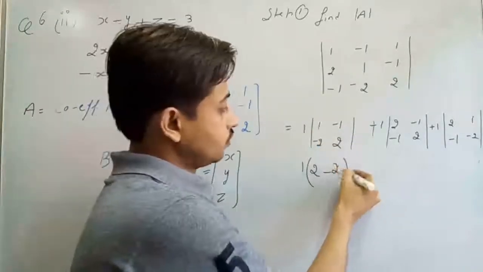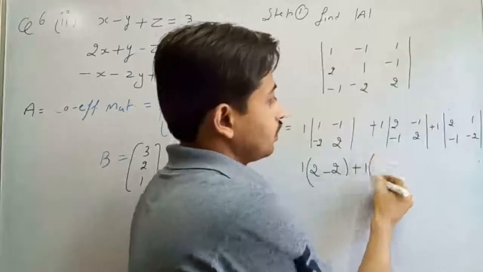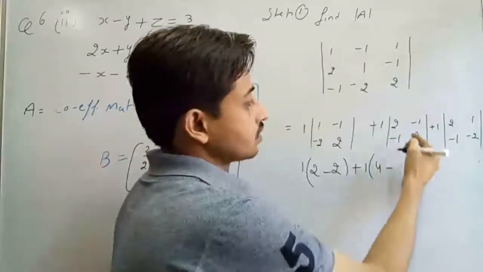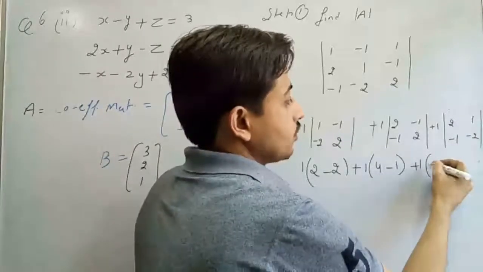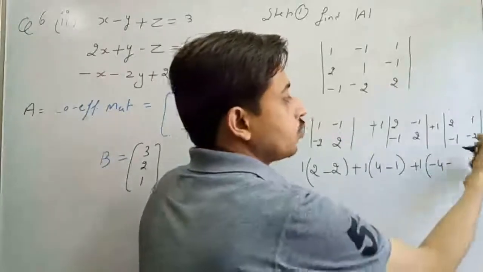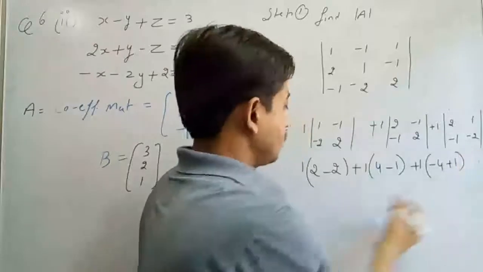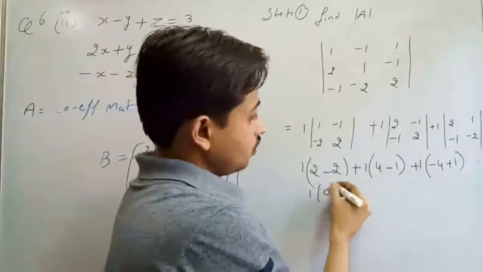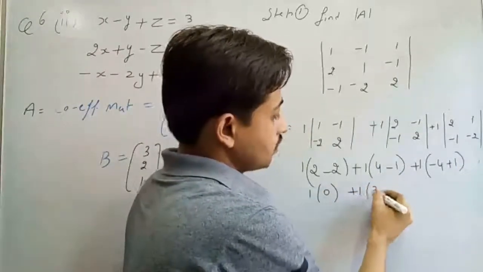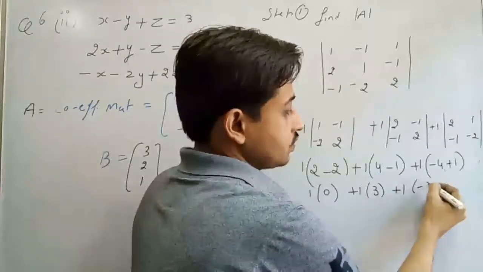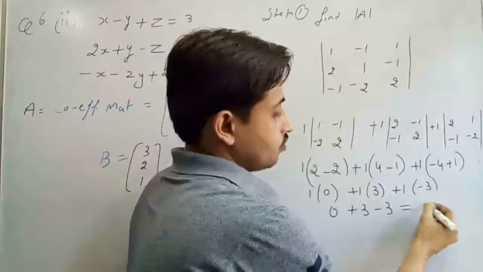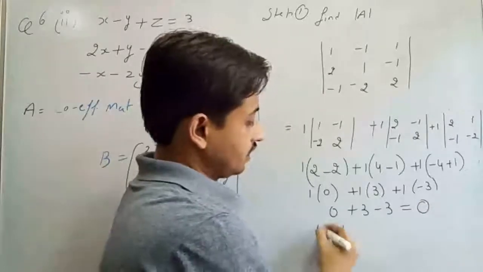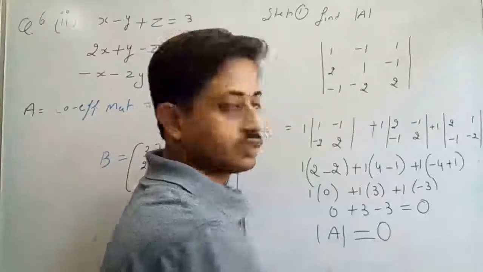So 2 minus 2 plus 1, 2 into 2, 4, minus 1 into minus 1, 1, plus 1, 2 into minus 2, minus 4, minus 1 into minus 1, minus 1. So it becomes positive one. So 1 into 0 plus 1, 4 minus 1, 3 plus 1. This is minus 3. So it is 0 plus 3 minus 3. So we get 0. It means determinant is 0.